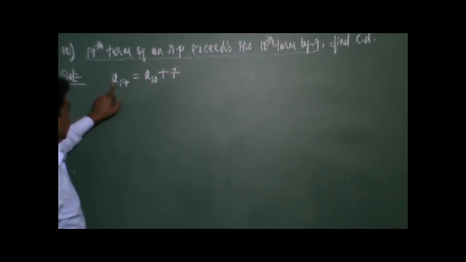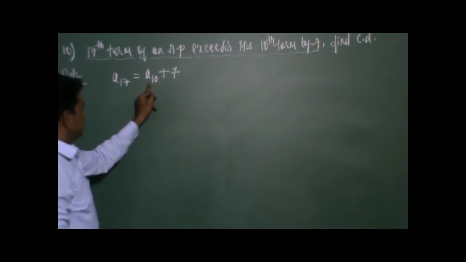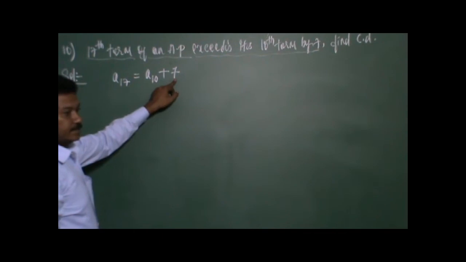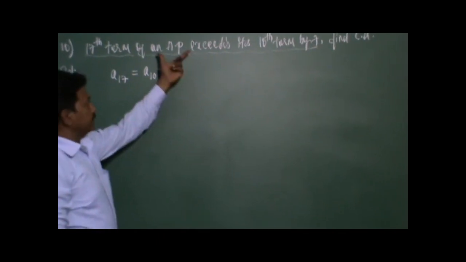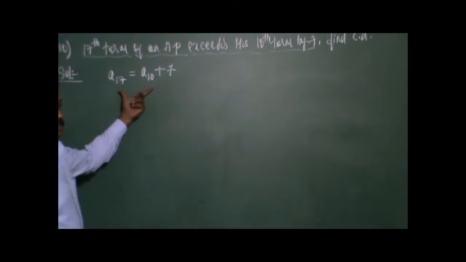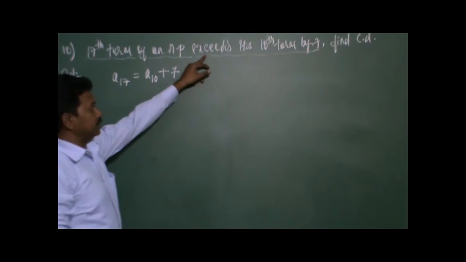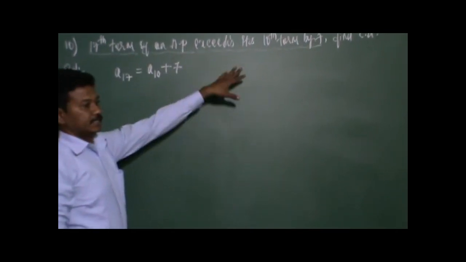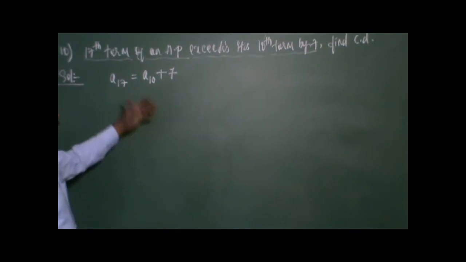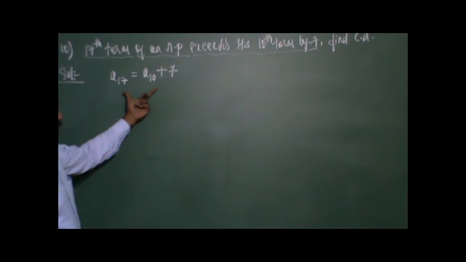17th term of an AP exceeds the 10th term by 7. This is how we have successfully converted English into a mathematical statement. This is a very simple English. You have to understand the meaning of exceeds, which term comes first and which term comes next. So if this is in your mind, you can successfully convert an English statement into a mathematical statement. Okay, now it is converted.